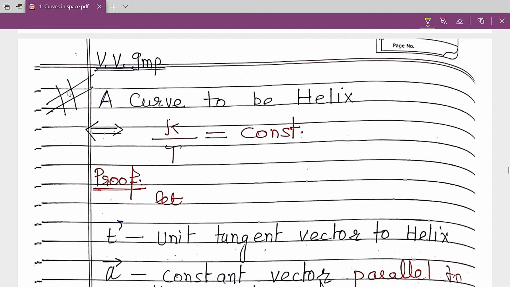Now this is a very important result, and also a theorem. If a curve is a helix, then remember the kappa by tau ratio is constant. Clear? It is an if and only if statement. If this result is true, then that result is true, and conversely.